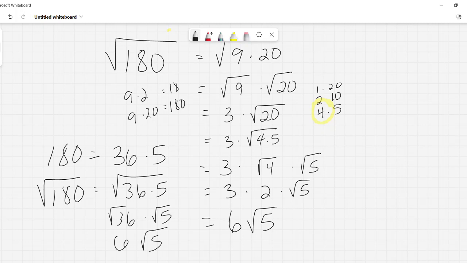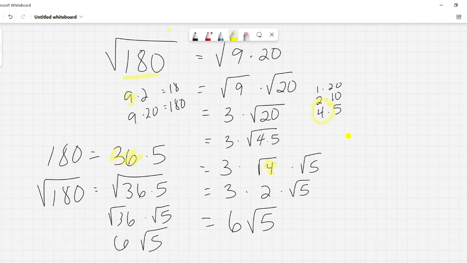36 square rooted is 6, square root of 5. Okay, so that's a method we can use. Like if you can see, without doing anything, you can see the perfect square inside there, whether you saw that it was 9 or whether you saw a 4 or whether you saw a 36. And you can eliminate it that way.